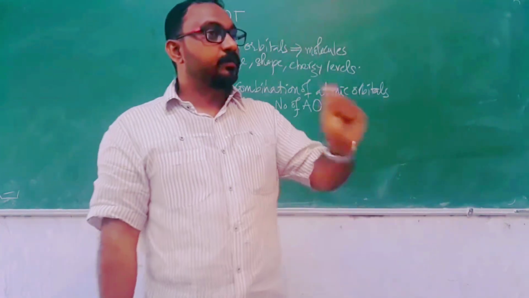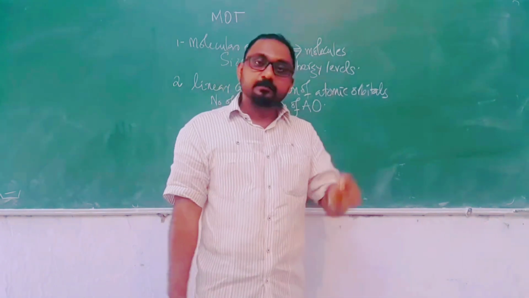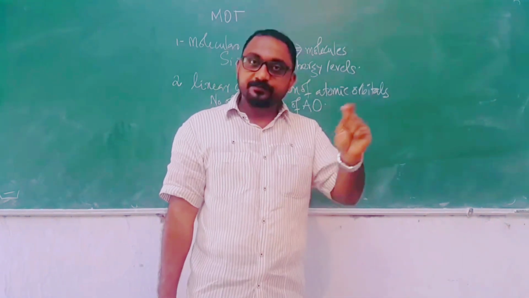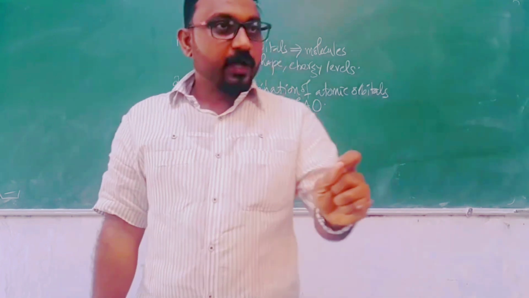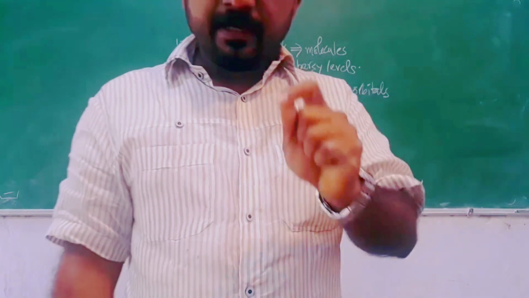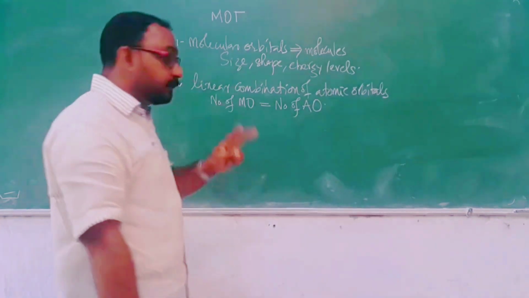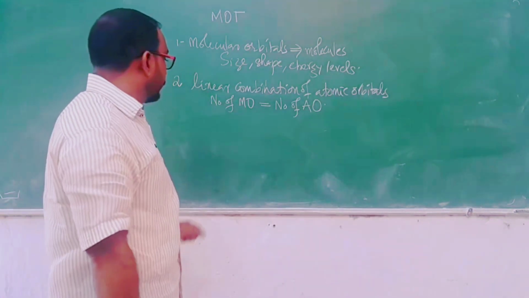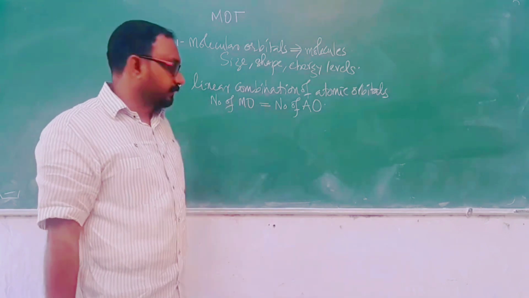So just like atomic orbitals are for atoms, molecular orbitals are for molecules, and molecular orbitals also have definite size, shape, and energy levels. Molecular orbitals are formed by linear combination of atomic orbitals. There are two types of molecular orbital. One is, as I have told, the subtracting wave.